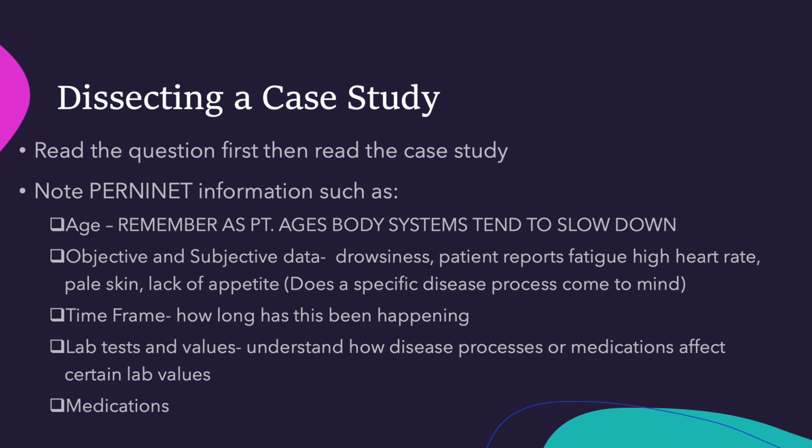Drowsiness. Patient reports fatigue. High heart rate. Pale skin. Lack of appetite. Does any specific disease process come to your mind as you start to see all this data? The wheels in your head just begin to spin and say, oh, this could be this, this could be this, but let me keep on reading. Time frame: how long has this been happening? In the case studies, they love to give you, this happened at 1 o'clock, this happened at 2 o'clock, this happened at 3 o'clock. Pay attention to what happens in these time frames.